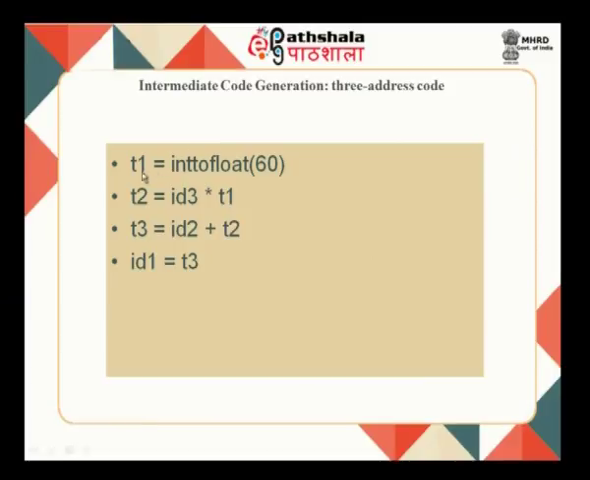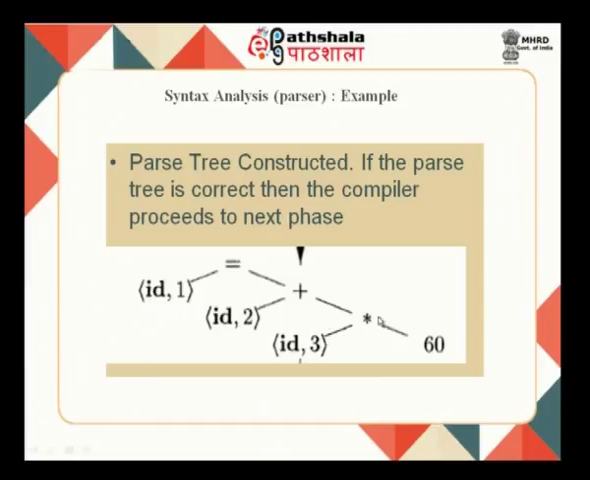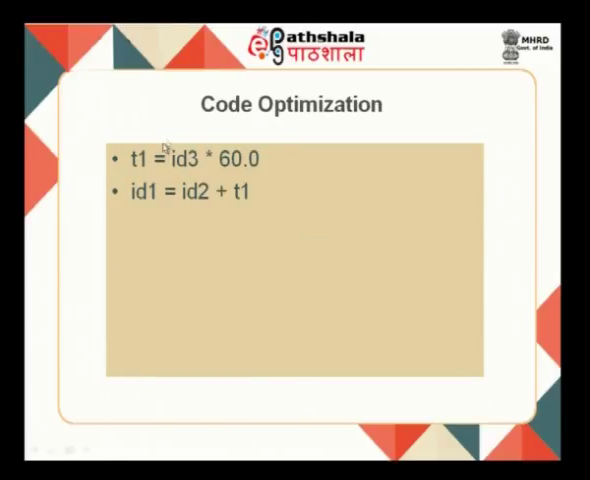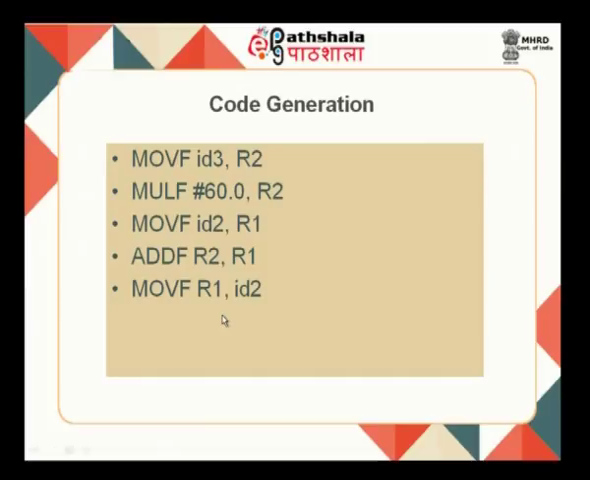Now, this is what happens in the intermediate code generation, as I just now said. T1 is equal to into float of 60, T2 is equal to ID3 into T1, and T3 is equal to ID2 plus T2, and ID1 equal to T3. This is what happens in the 4 steps of the code generation, corresponding to this one. As I said, interior nodes are numbered T1, T2, T3. So, T1 is equal to this into 60, T2 is equal to ID into something, and finally, ID is equal to this one. So, with that you can optimize as we already said, and then this is going to be my final code.